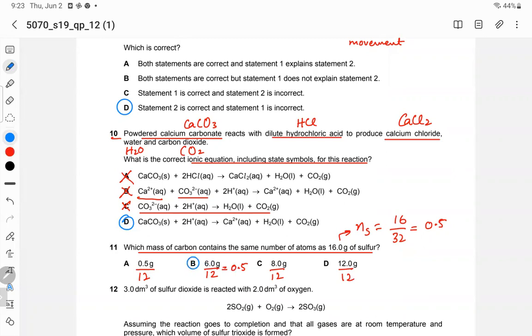If the number of moles are the same, then the number of atoms are the same. Is this understandable to everyone? Yes, sir.